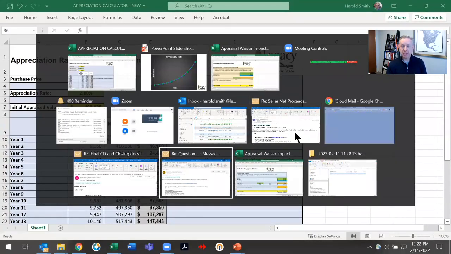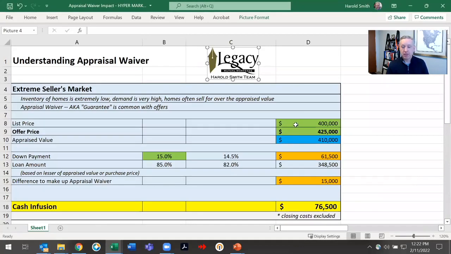Let me get to the right spreadsheet here. There we go. So let's go back to, let's say there's this $400,000 house. And let's say that you talk about it, you go, hey, I think we've got to offer 425. Great. Of course, we hope it appraises at 425. If it does, all is well. If they're going to do 20% down, great. 85,000 down, we'll do the loan at 340, all is well.